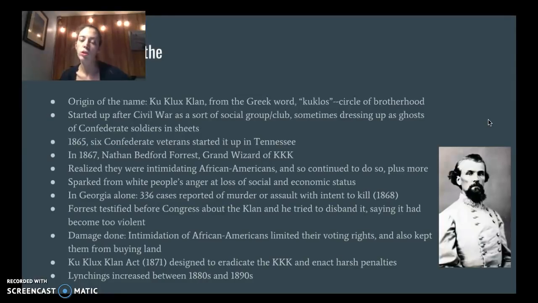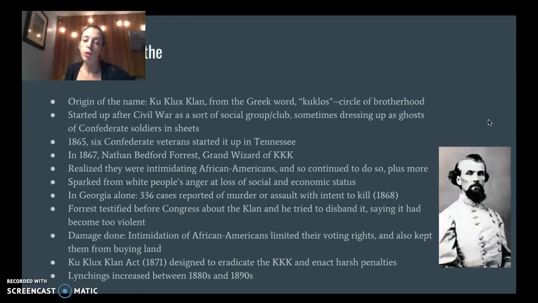And they worked hard to limit the voting rights of African Americans and also tried to keep African Americans from buying land. And so the Ku Klux Klan Act in Congress in 1871, they put this into place, and it was designed to prevent the further spread of the KKK and also to try to wipe it out.